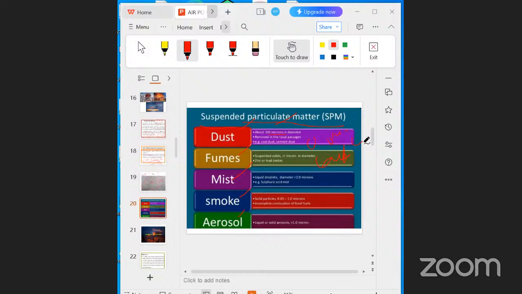Now mist. Mist can be defined as liquid particles present in the air in very low quantity. This means a light dispersion of water droplets suspended in the atmosphere.